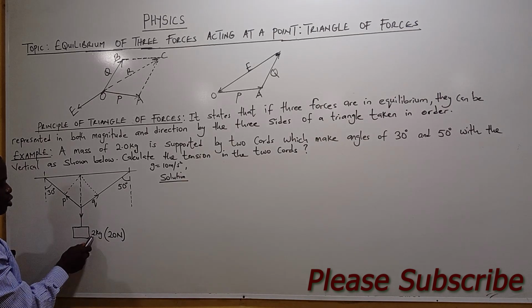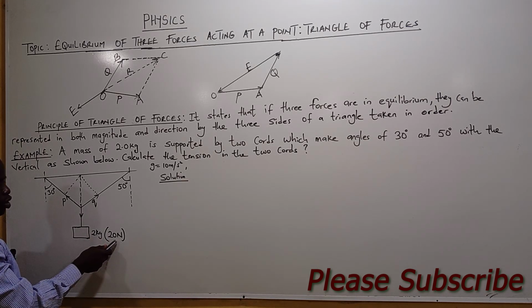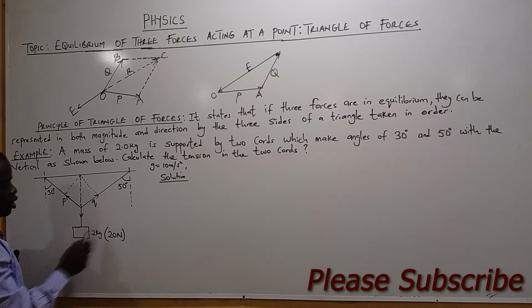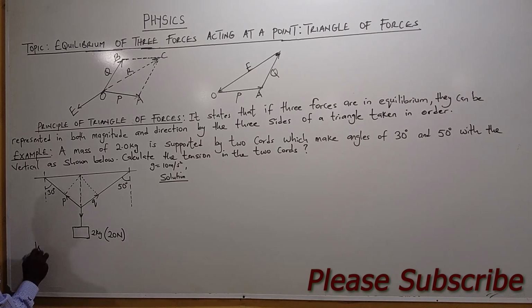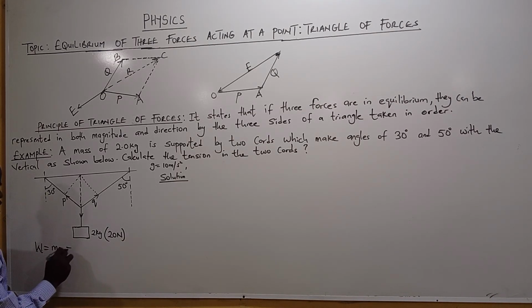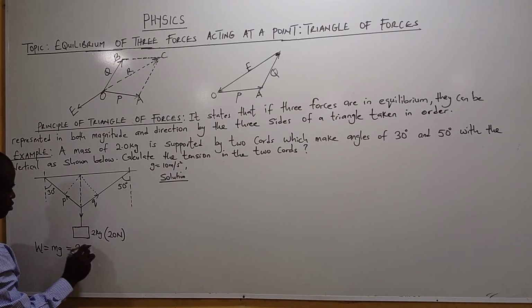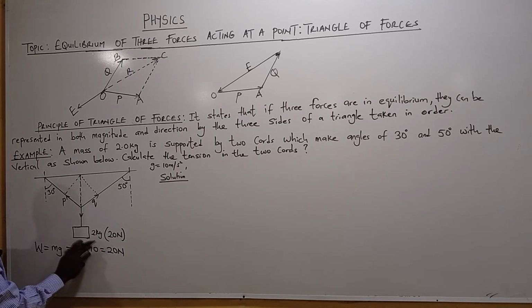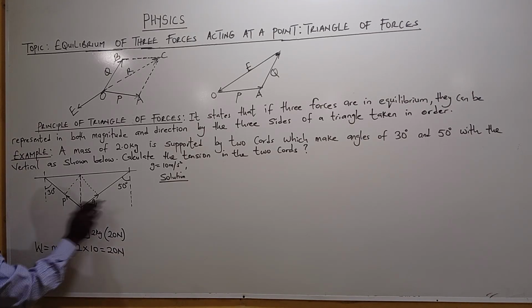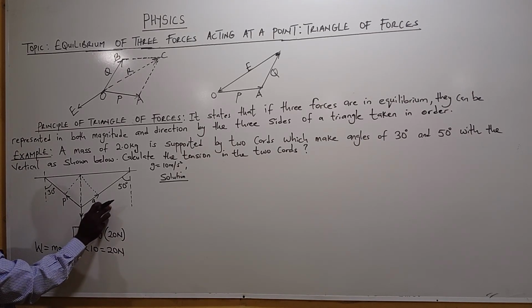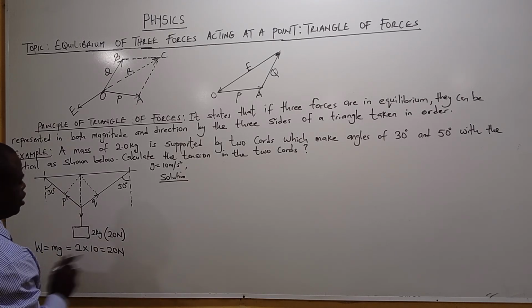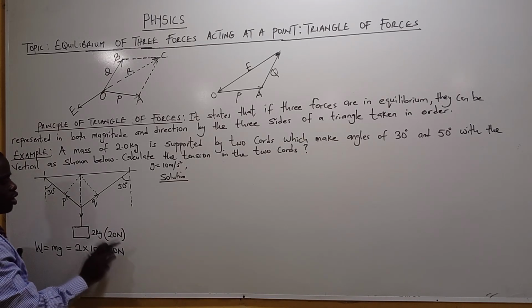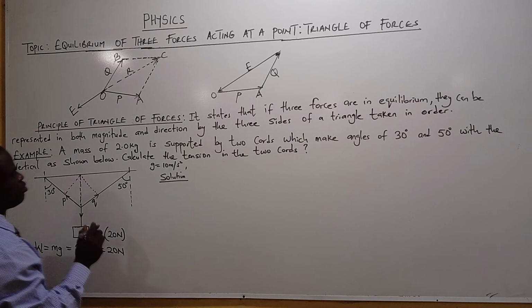You can see that we have the 2 kilogram, which corresponds to 20 Newton. How do you get 20 Newton? You know that weight equals mass times acceleration due to gravity, and the mass is 2 kilogram times 10, which is the acceleration due to gravity, which is 20 Newton. You convert to 20 Newton because tensions are in Newton. The unit of tension is Newton, which is the same thing with weight. We have to make everything be in the same unit.